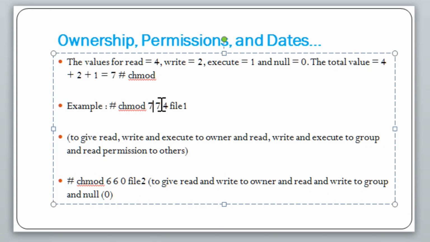Okay, for the second one here, I'm also doing 7. So 4, which is read, plus 2, which is write, plus 1 is execute, and that equals 7. Okay, and that's for the group. And then for other, I'm only doing 4. So since the value is 4, that equals read. So I'd be changing other to just read.